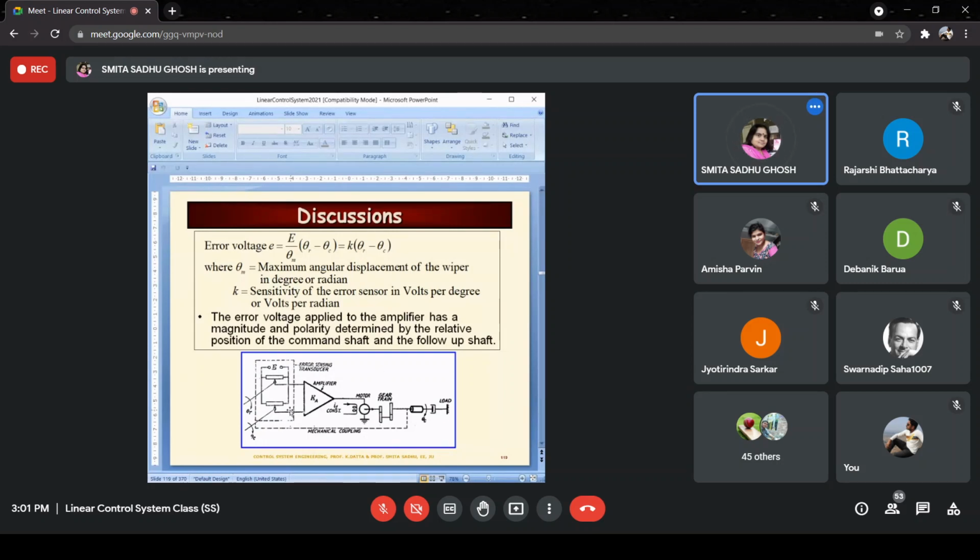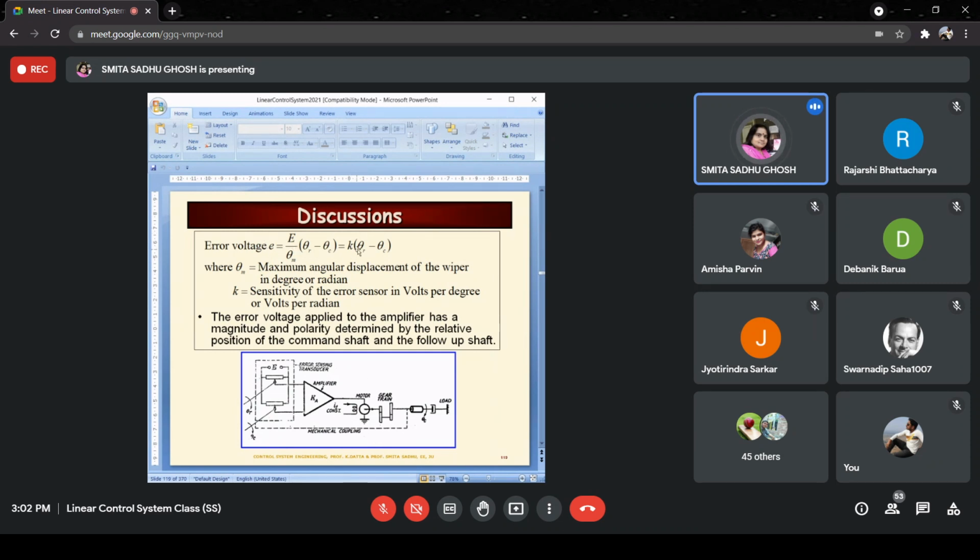So here now, if you look at this diagram, you find that the error voltage, which is the voltage being applied at the input of the amplifier, will be proportional to theta r minus theta c. So that is what is indicated over here. And what would be the constant of proportionality? It is going to be the applied voltage E by the maximum angular displacement which would have occurred. So E by the maximum displacement multiplied by the difference in the displacement is what is going to give us the error voltage, small e, right?